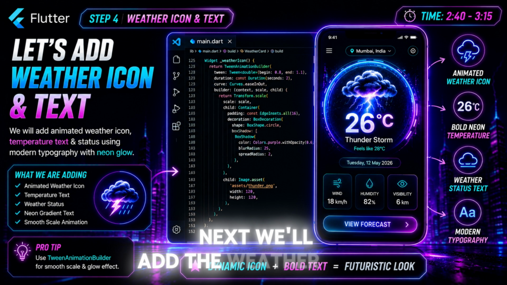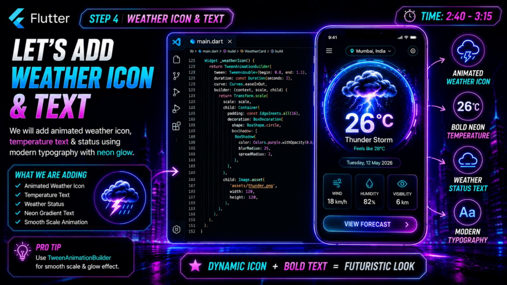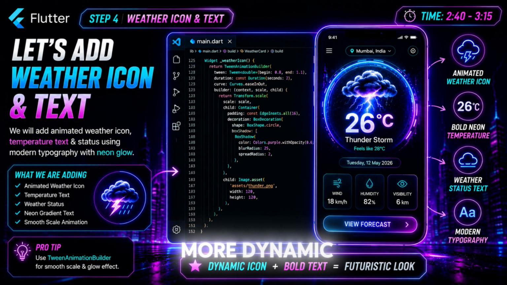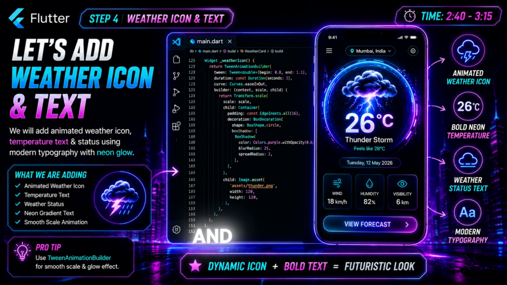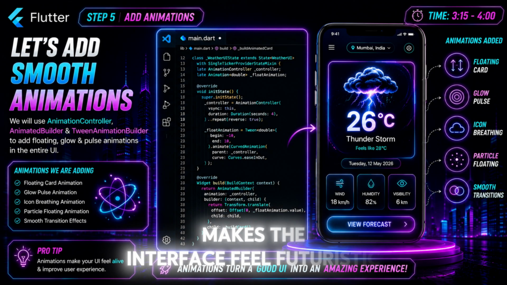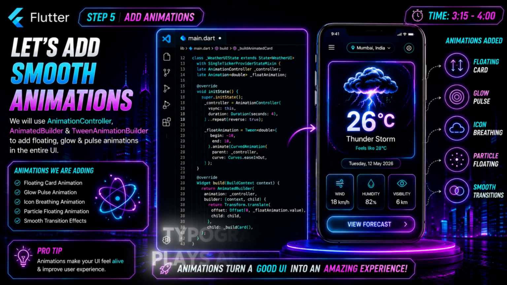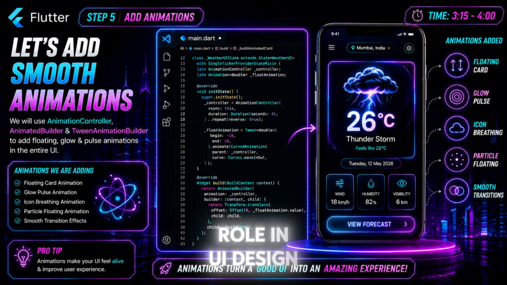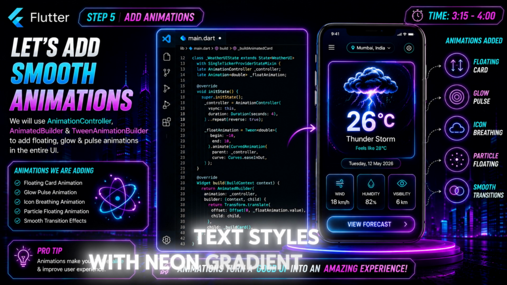Next, we'll add the weather icon, temperature text, and weather status information. To make the weather icon more dynamic, we use Flutter animations like TweenAnimationBuilder and scaling effects. The glowing weather icon combined with animated lightning effects makes the interface feel futuristic and interactive. Typography also plays an important role in UI design, so we're using bold modern text styles with neon gradient highlights.